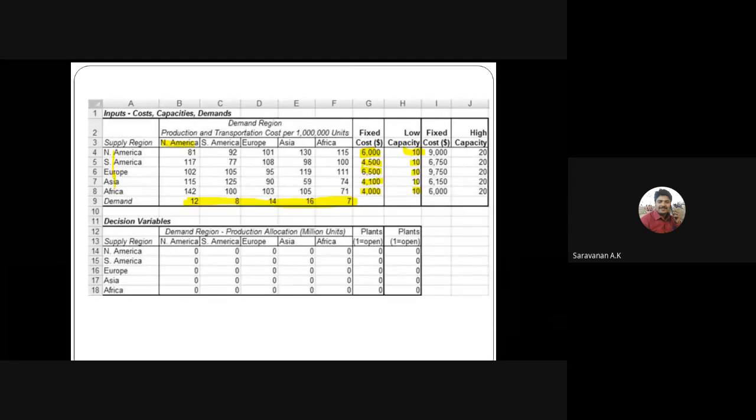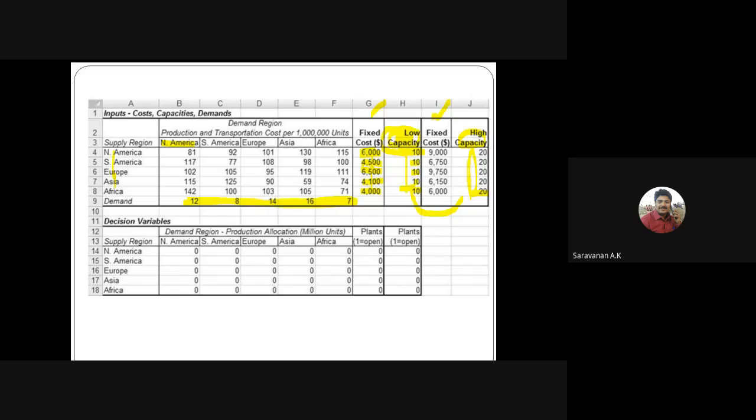If the plant's capacity is increased to double, here the high capacity is there. First I took the low capacity, and for the low capacity the fixed cost is there. But if the capacity increases, the fixed cost will also increase. Here the plant capacity is doubled: I take the plant capacity as 10 here and 20 here. So the capacity is doubled, but the fixed cost will not double.